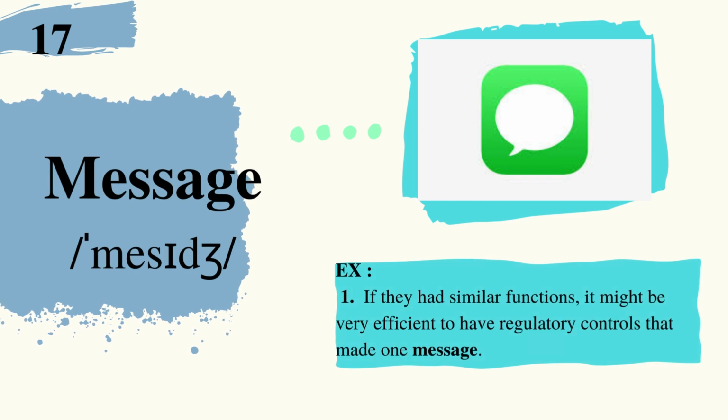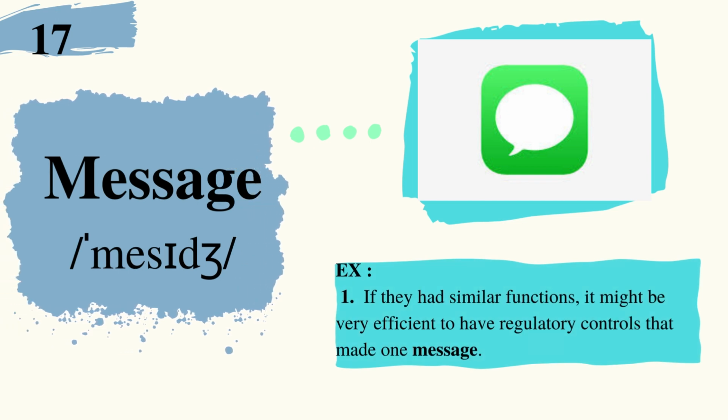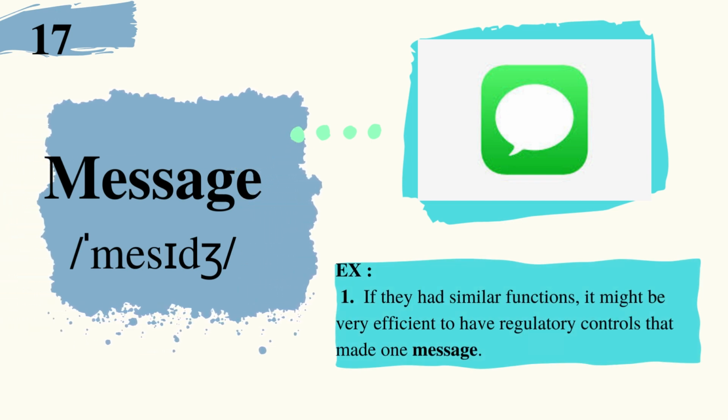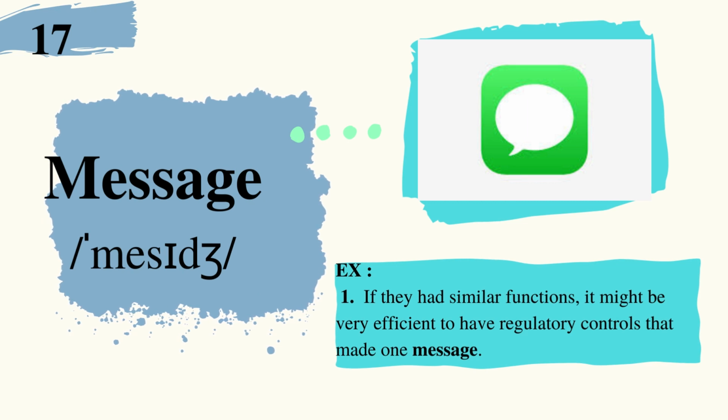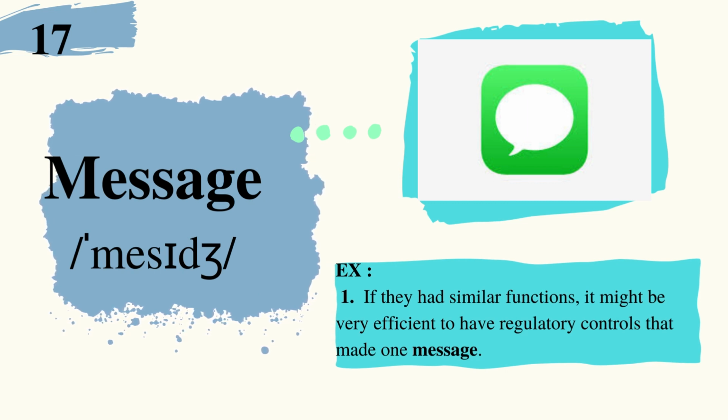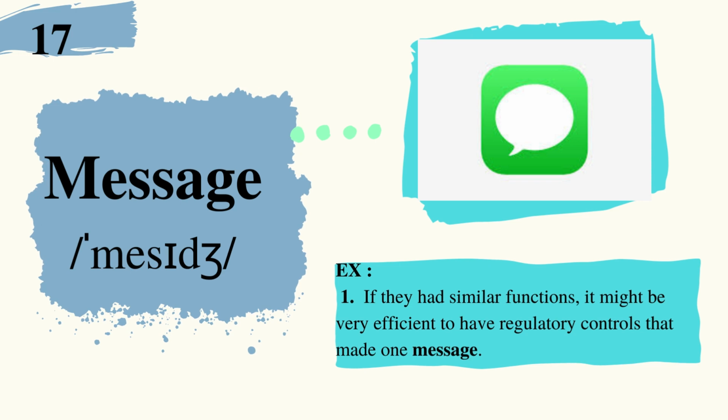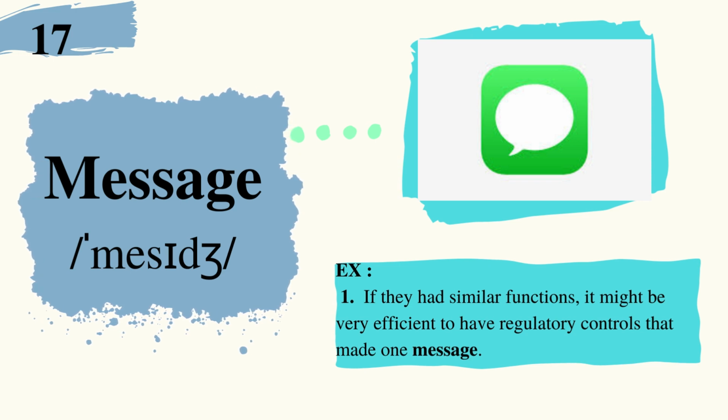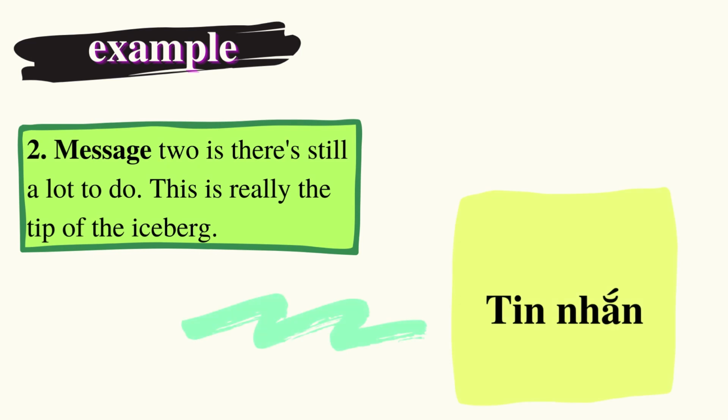17. Message. Message. Example. If they had similar functions, it might be very efficient to have regulatory controls that made one message. Message 2 is there's still a lot to do. This is really the tip of the iceberg.